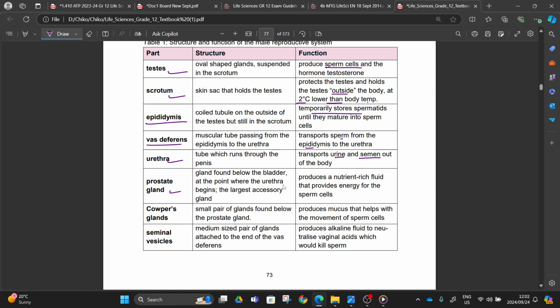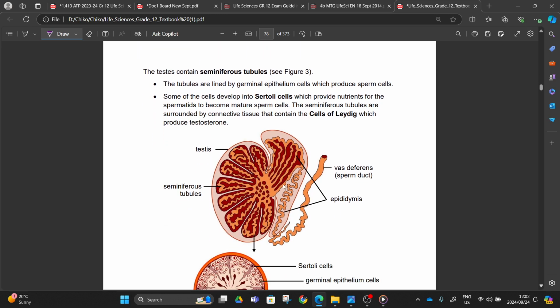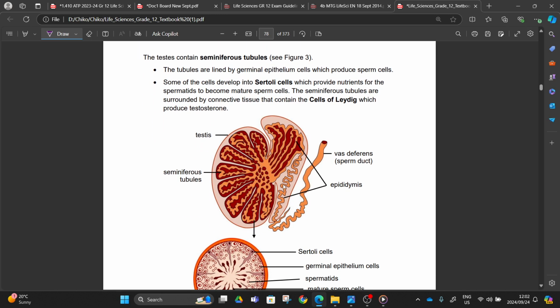We have our prostate gland that produces nutrient-rich fluid, and then we have our bulbourethral gland that produces mucus, and now we have our seminal vesicles that produce those alkaline fluids to neutralize the vaginal acidity which could kill the sperm. And then in our testes, we have our seminiferous tubules. Yes, our testes. This will be our seminiferous tubules, epididymis, vas deferens.